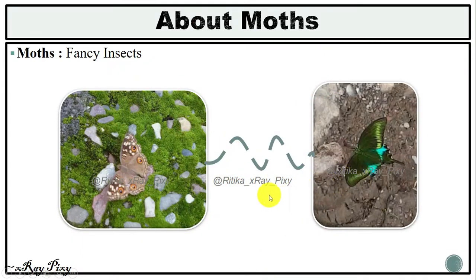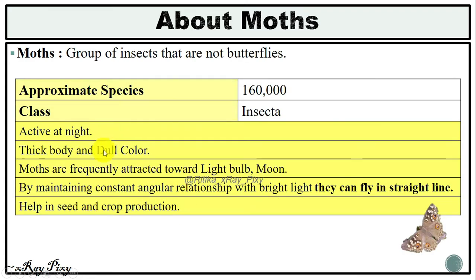As you can see here, moths are similar to the family of butterflies. Here we have certain features about moths. They are active at night and they can fly in a straight line. They fly by maintaining a fixed angle with respect to the moon, and this is a very effective mechanism for traveling long distances in a straight path.